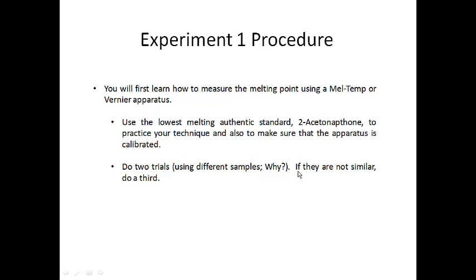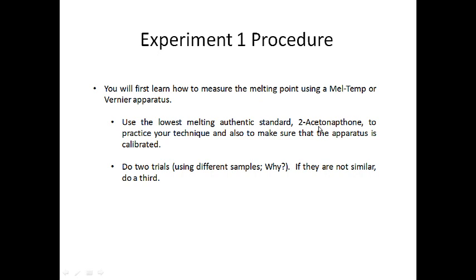Okay. So what we're going to do in this experiment is, the first thing you need to do is learn how to measure a melting point. And you're going to be measuring melting points over the course of the year. So you're going to start by determining the melting point of the lowest melting authentic sample that's in the chart in your handout, and that happens to be 2-acetonaphthone.